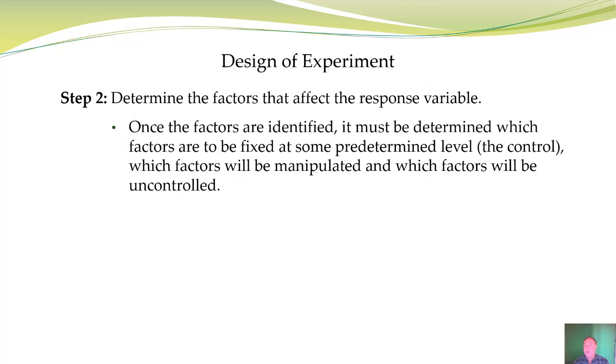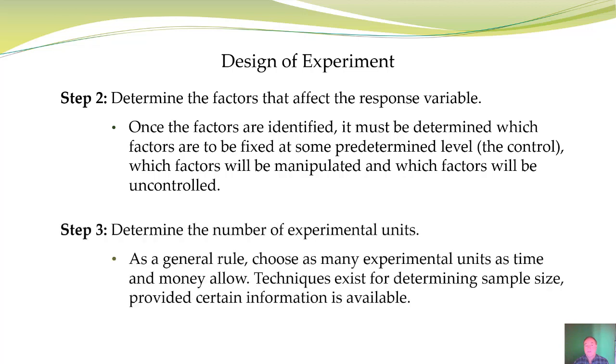Now, step 2, determine the factors that affect the response variable. Once the factors are identified, it must be determined which factors are to be fixed at some predetermined level, the control, which factors will be manipulated, and which factors will be uncontrolled. Third, determine the number of experimental units. As a general rule, choose as many experimental units as time and money allow. Techniques exist for determining sample size, provided certain information is available.